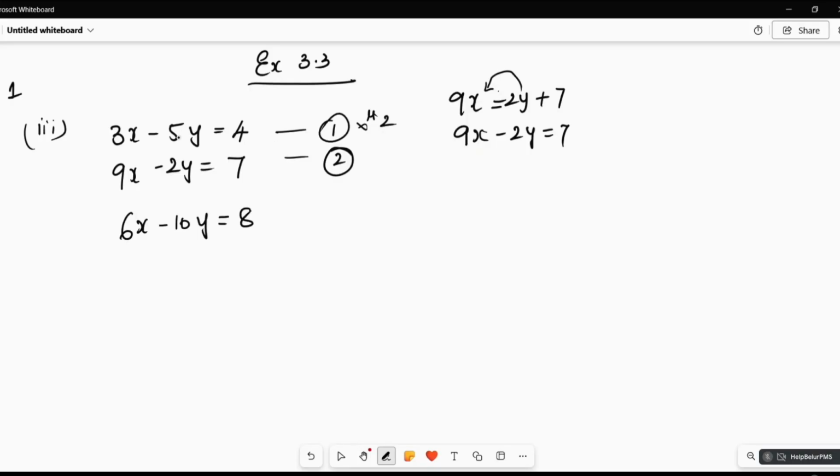Second equation, here I have got 10, and here I need 10 too. So I will multiply the whole equation by 5. Now what I will get: 9 into 5 is 45, so 45x minus 5 into 2 is 10y, is equal to 7 5s are 35. So in the elimination method, first I'm trying to make the variables equal. First one I'm multiplying with 2 and second one with 5. Okay, 6 and 8.